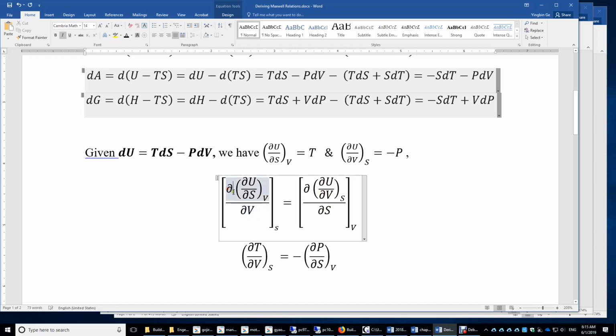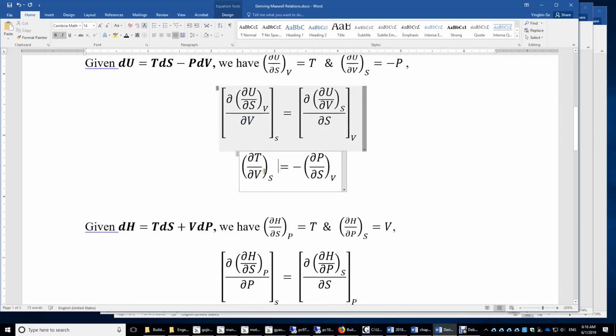And if you look at the top, this part here, delta U over delta S at constant volume, it's simply temperature. So we're gonna plug in temperature here, and we're gonna plug in negative P here as well. So we got the first Maxwell relation. Delta T over delta V at a constant entropy equals delta P over delta S at a constant volume with a negative sign in front.